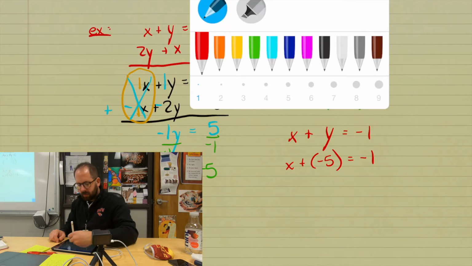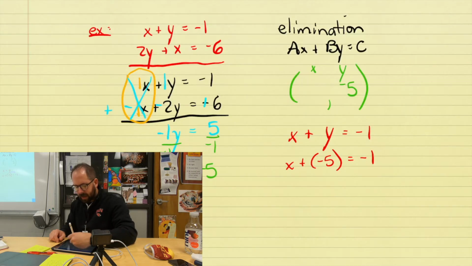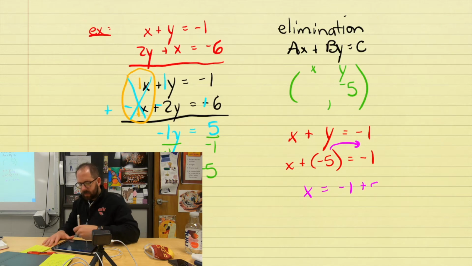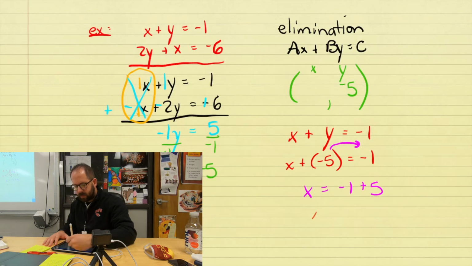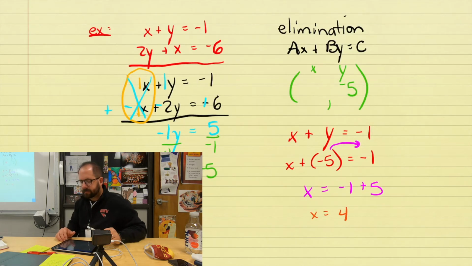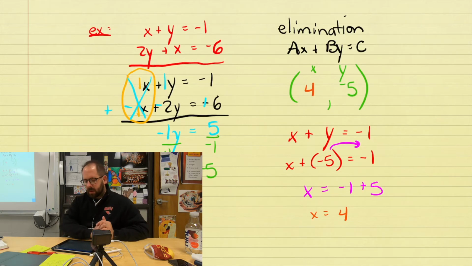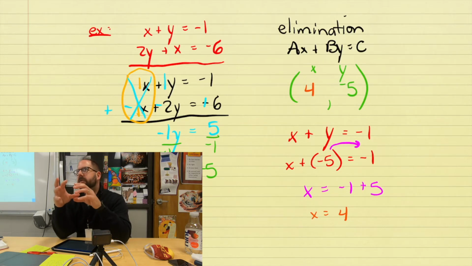So, moving this negative 5 across, I'll make it a positive 5, adding it over. And so my x ends up being what, a 4? And there's my answer. You would have got the same answer if you did the substitution. It'd be the 4, -5. That's the same solution. It would just require different steps.